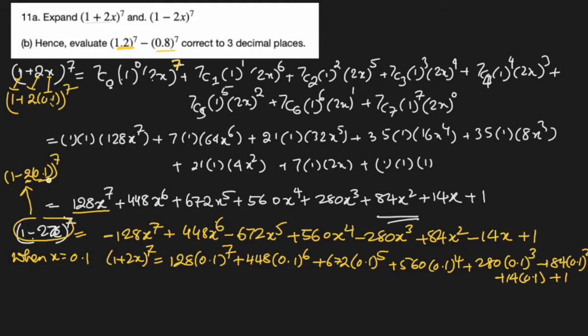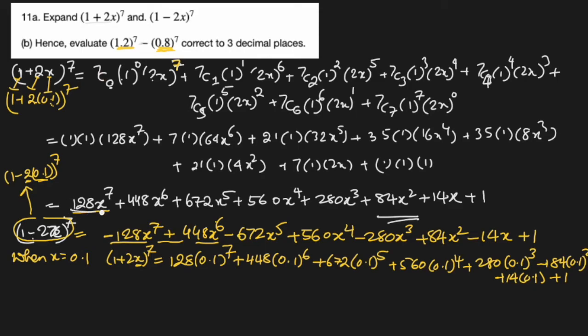2 times 0.1 will be 0.2 and 1 minus 0.2 is 0.8. So same expansion for this one. In place of every x we will write 0.1 here as well, right? But I'm not going to do that. I'm straight away going to subtract them now.